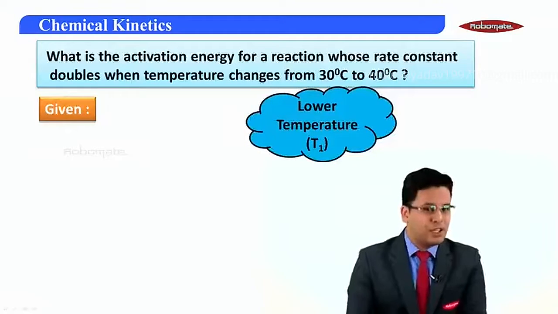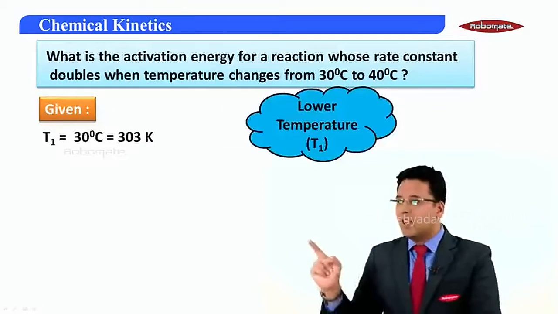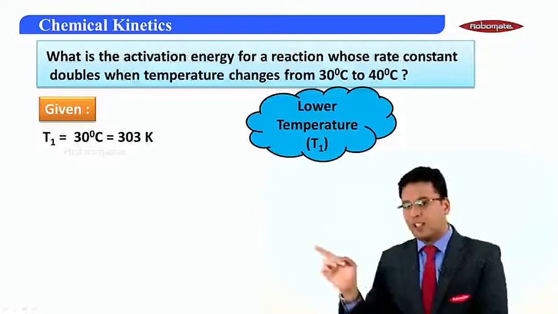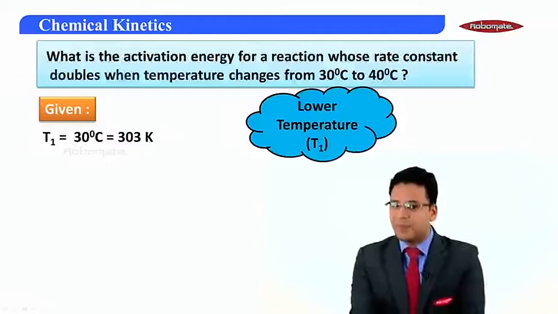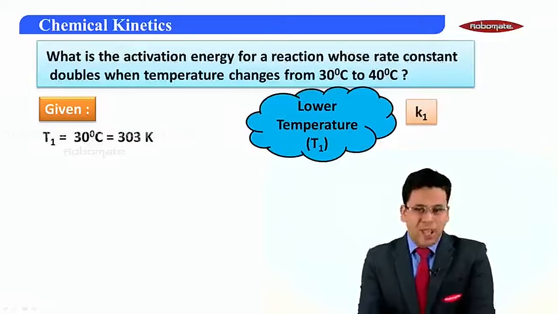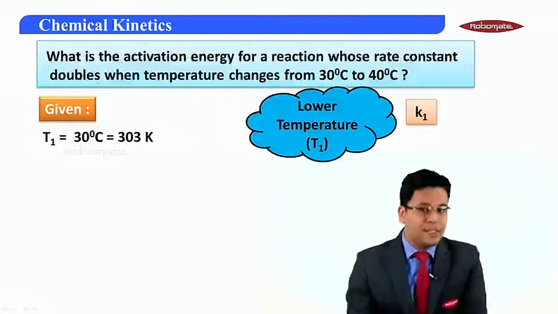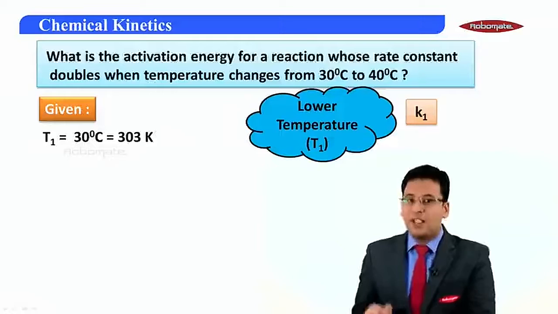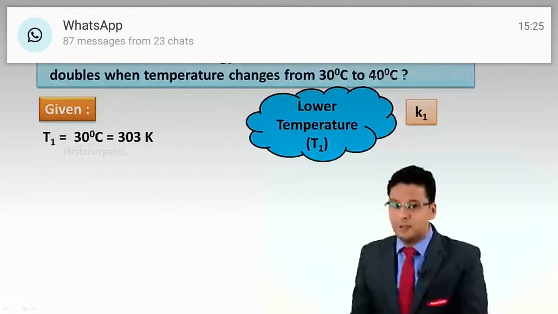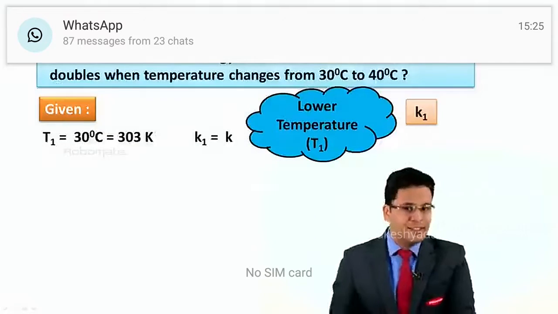So here, if you read this question carefully, you will know the given data. At lower temperature, T1, the temperature happens to be 30 degrees Celsius, but you have to convert it to Kelvin. So that becomes 303 Kelvin. You also know that the rate constant has some value. Now that value has not been specified, but we have been told that the value of this rate constant doubles when you increase the temperature. So you take this value K1 as K.